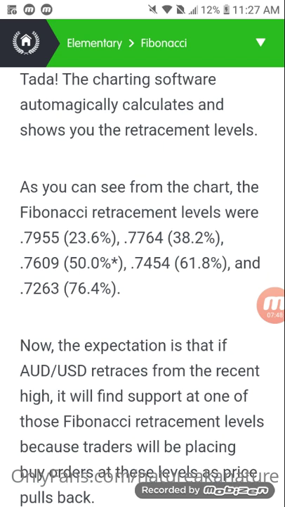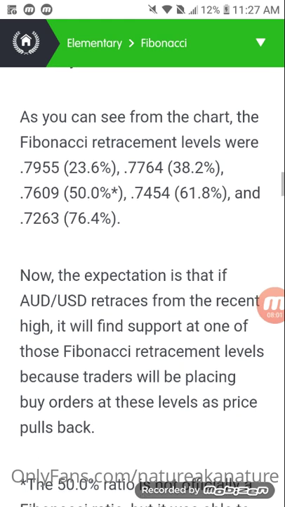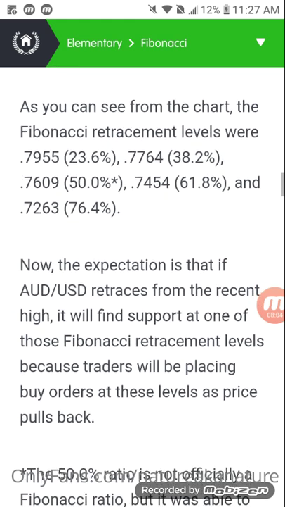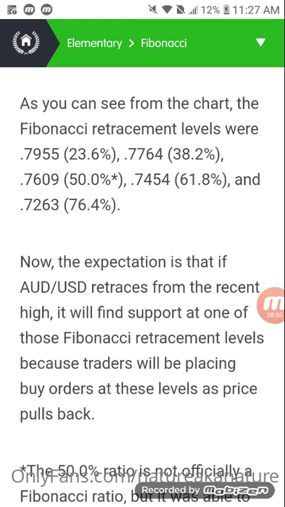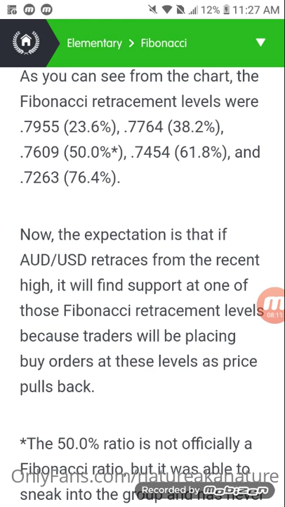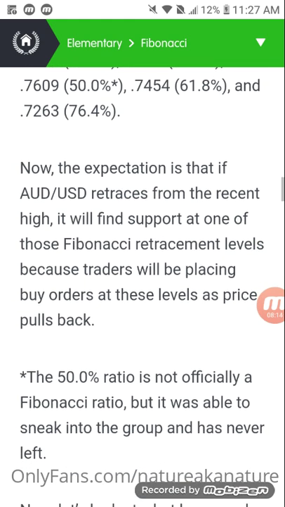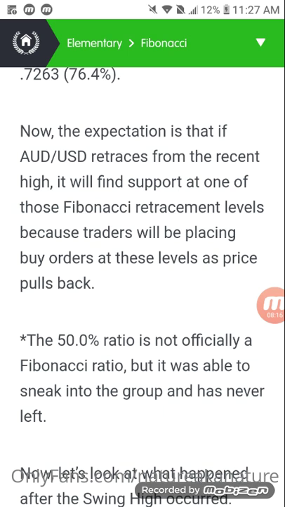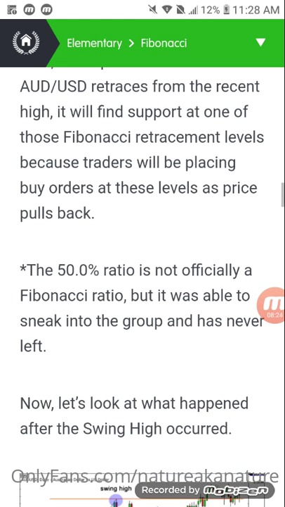For an uptrend, price will retrace from the high and go down to one of the retracement levels before resuming the overall trend. So now that you expect Aussie USD to retrace from the recent high, it will find support at one of these Fibonacci retracement levels, because traders will be placing buy orders at these levels as price pulls back. The 50% ratio is not officially a Fibonacci ratio, but it was able to sneak into the group, and it has never left.